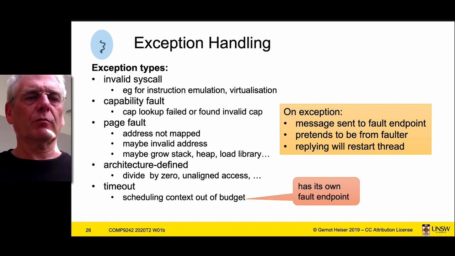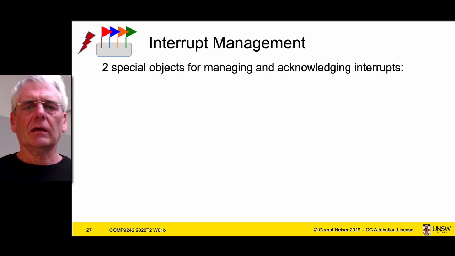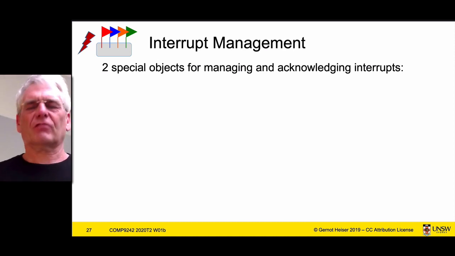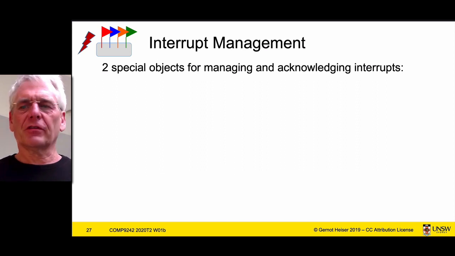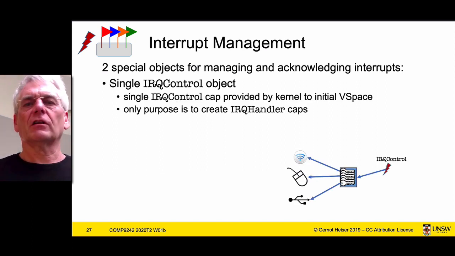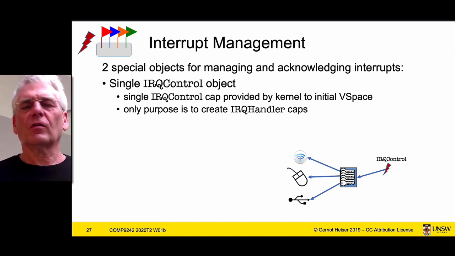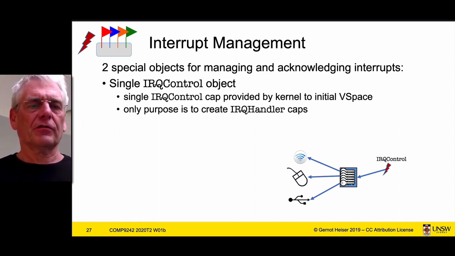Okay, so this is exceptions. And then there are interrupts. And they use their own two special objects. It's really one variance of one type. There is an IRQ control object, and there's only one of these in the system. The whole point of this IRQ control object is to create IRQ handlers.